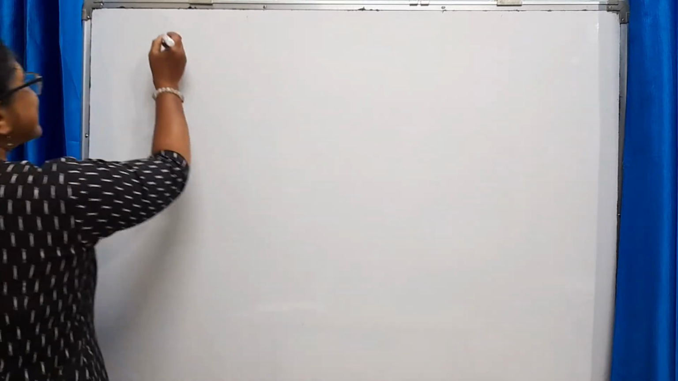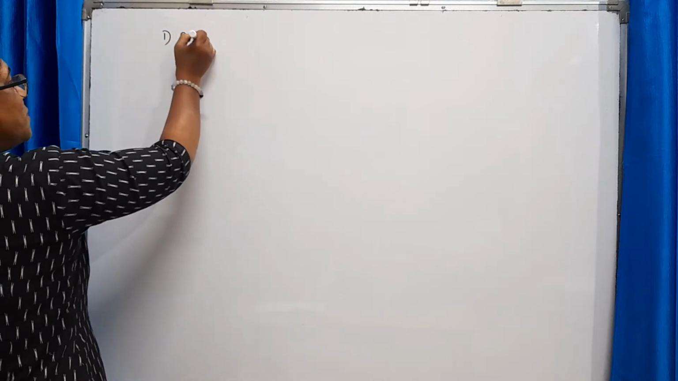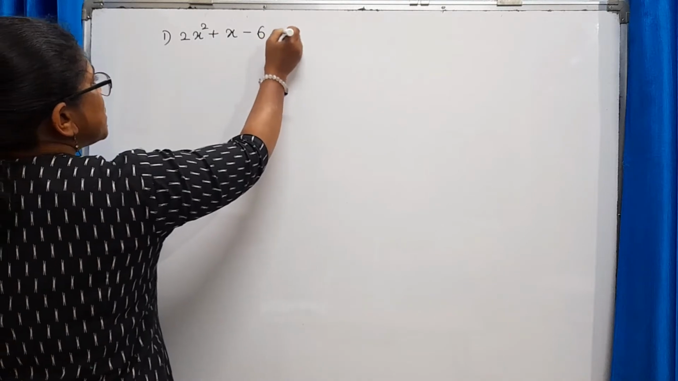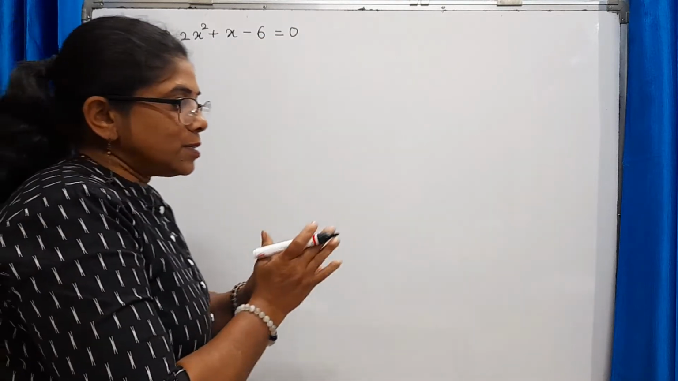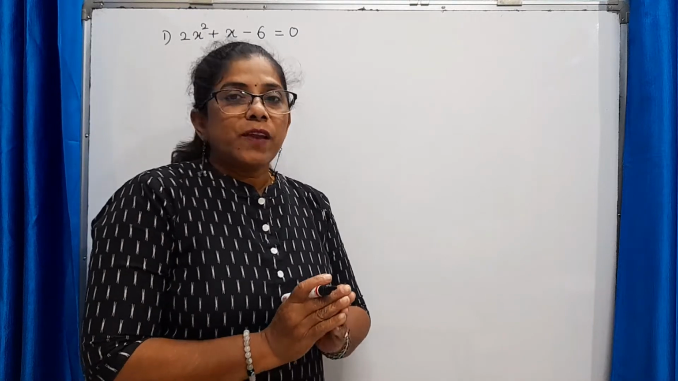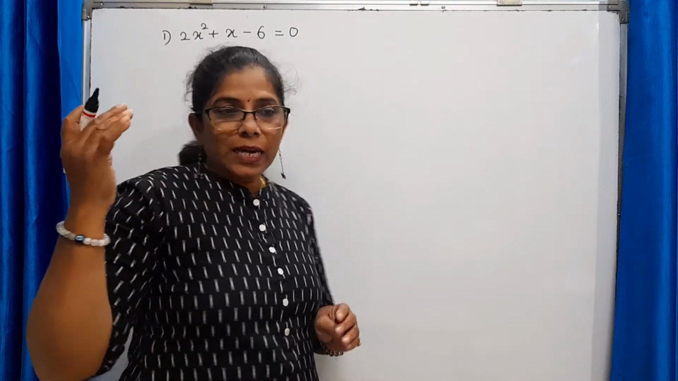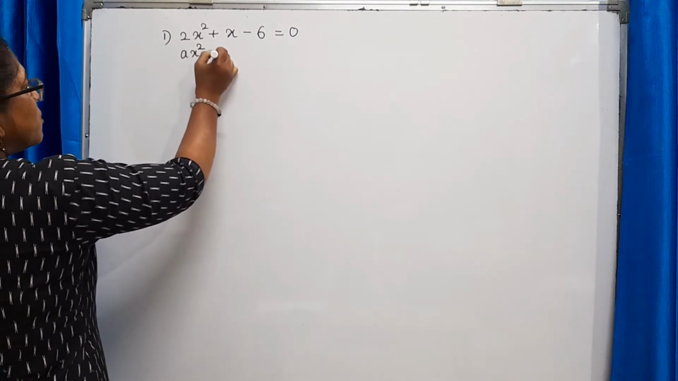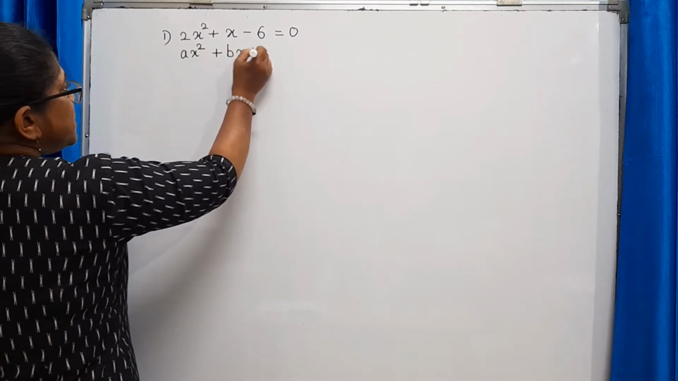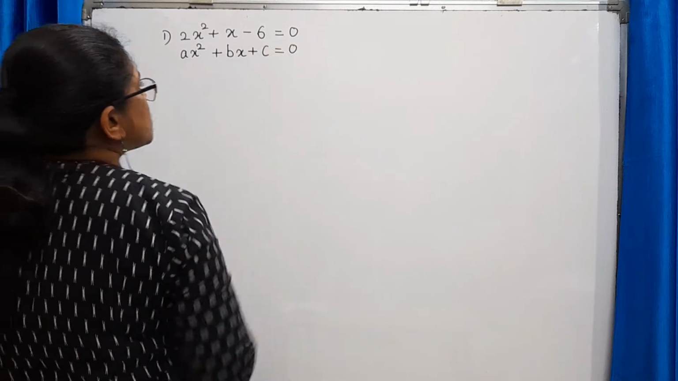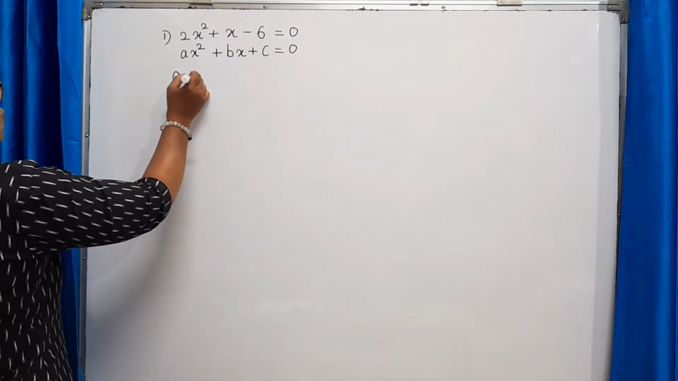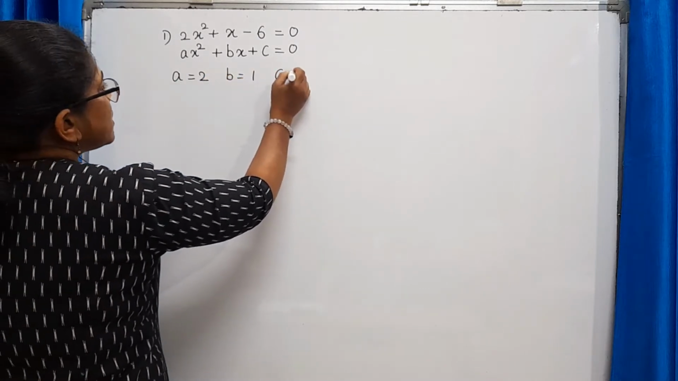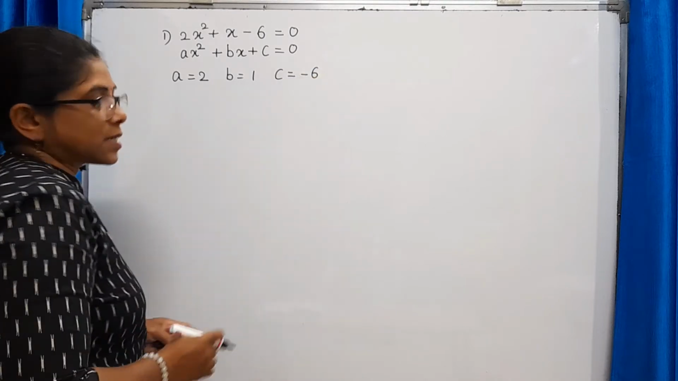First example, 2x square plus x minus 6 is equal to 0. As it is the formula method, first we will have to note down the values of a, b and c. So let's compare this quadratic equation with the general form, ax square plus bx plus c is equal to 0. So in this case, the value of a is 2, b is 1 and c is minus 6.